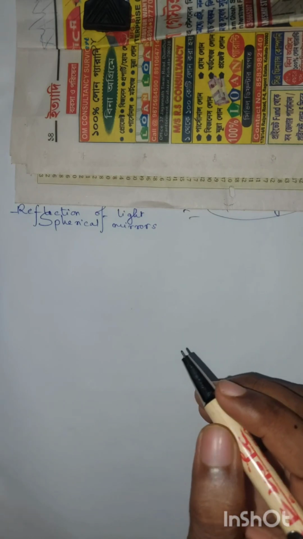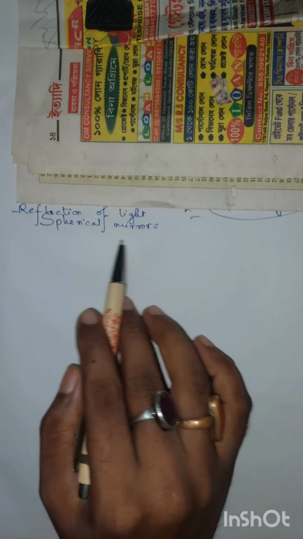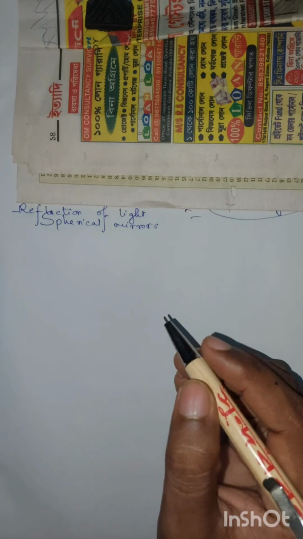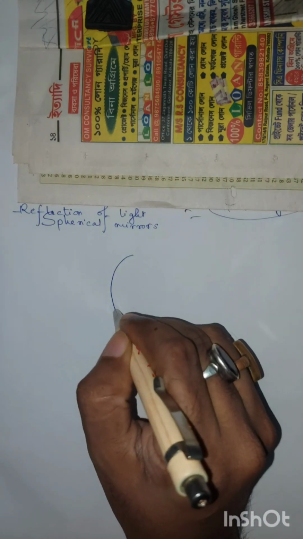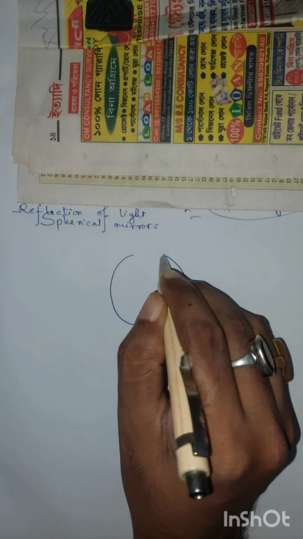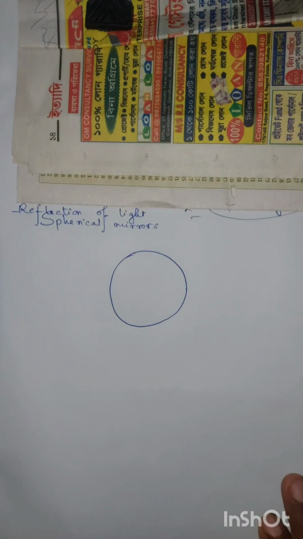Today, we are going to discuss spherical mirrors. So, as the name suggests, if we consider a mirror which is a sphere, okay, this is a sphere, this is not a circle, this is a sphere, this is a 3D object.